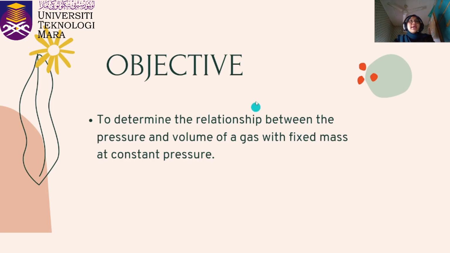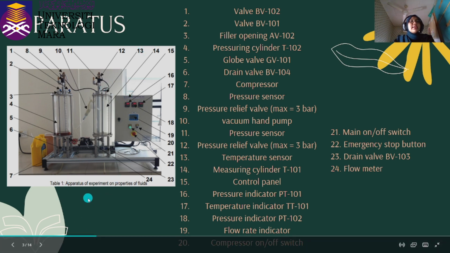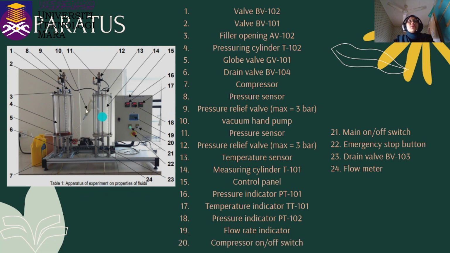So, the first part of this experiment is the objective of the experiment. The objective of the experiment is to determine the relationship between the pressure and volume of a gas with fixed mass at constant pressure. Next is the apparatus of this experiment. The apparatus of this experiment is apparatus of experiment on properties of fluid. So, I will be explaining part by part from part number 1 to part number 24.